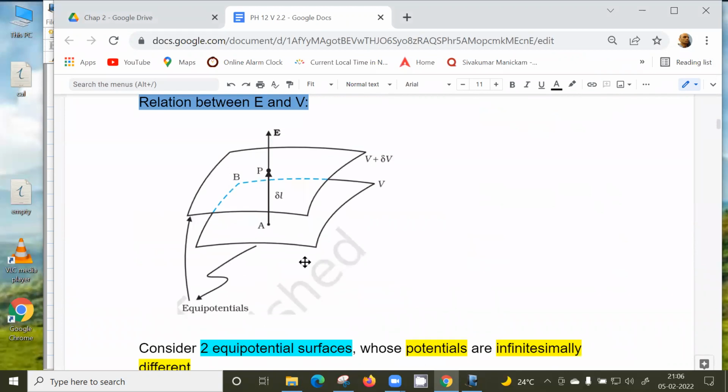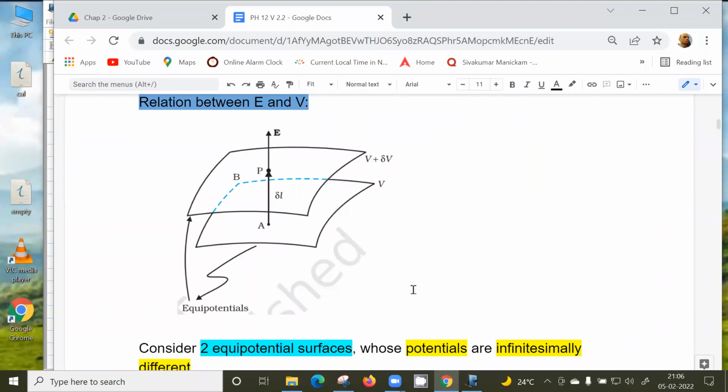Okay, so in general, this will be the picture. The electric field lines will be like this, and the equipotential surface is V, and the next will be V plus delta V. If the potential is increasing, delta V will be positive; if the potential is decreasing, it will be negative. Let me assume it's positive. So the electric field direction is like this. Along the direction of the electric field, the potential will decrease.